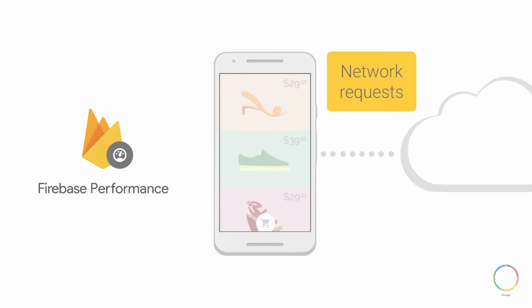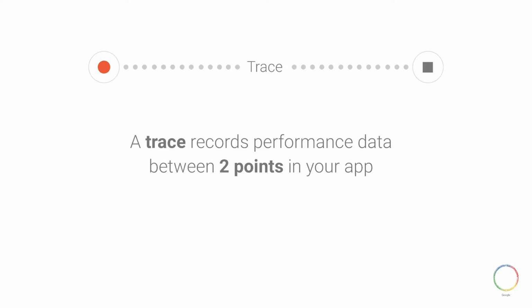The other category of issues is network activity between your apps and the backends that it uses. Whether it's your own backend or the backends of third-party SDKs, we automatically monitor network requests. So this is a feature that's near and dear to my heart because on iOS, I implemented that. So let's get started with traces first.